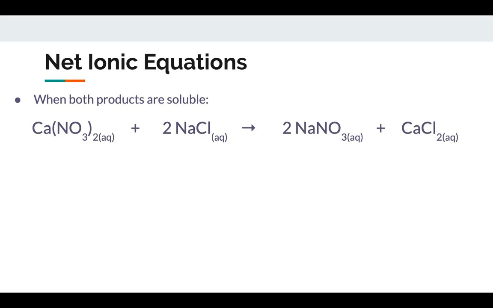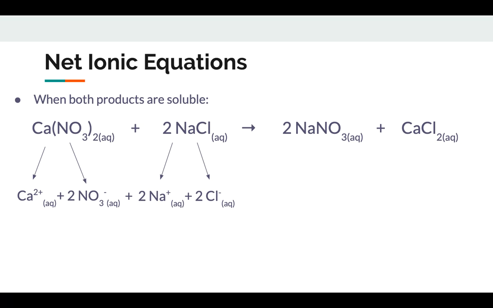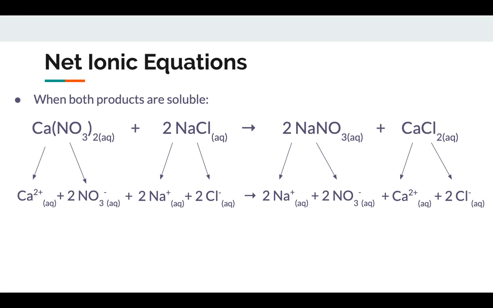So what happens when both products are soluble? We've talked about how that's a no reaction, and this is another way to look at that. Right? If we break down all of the ionic compounds, which are aqueous, into their ions, so calcium nitrate becomes calcium ions and 2 nitrate ions, the 2 sodium chloride, 2 sodium ions and 2 chloride ions. Then the sodium nitrates break down into sodium ions and nitrate ions, and the calcium chloride breaks down into calcium ions and chloride ions.